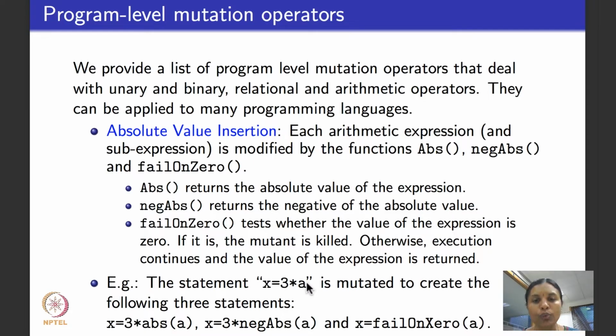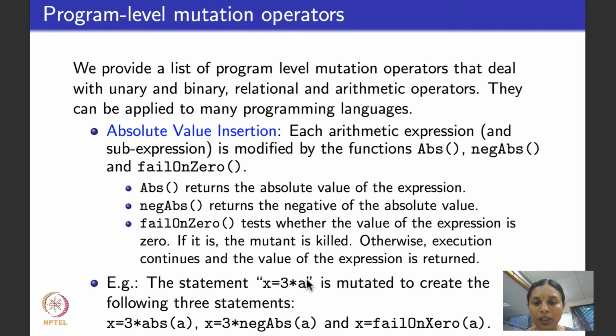What I'm going to do is change this to replace the variable a with its absolute value, called abs of a. I'm going to replace the variable a with the negation of its absolute value. This is called neg abs of a. And I'm going to replace a with 0 through the mutation operator fail on 0.